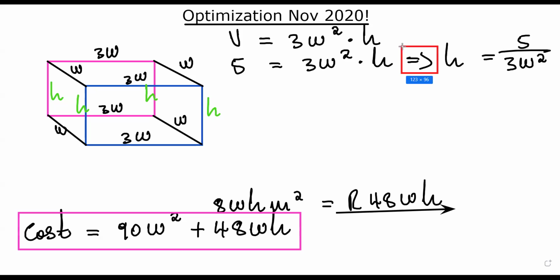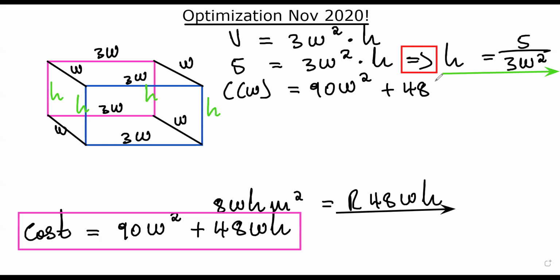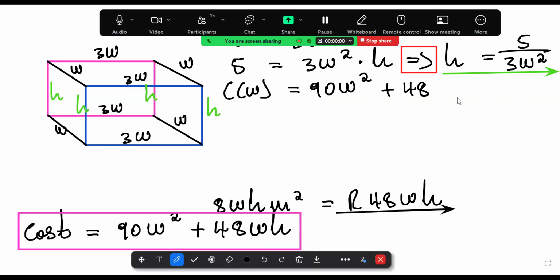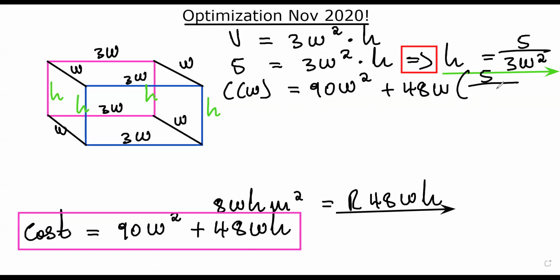And guys, please don't use this sign because you're still young to be using that. So please stick to the normal steps. So now that we have expressed our height in terms of the width, then it means we can now express the cost in terms of the width. So we say, okay, fine, our cost function is now going to be 90w squared plus 48w into 5 over 3w squared.